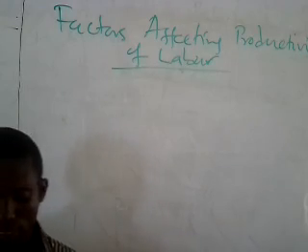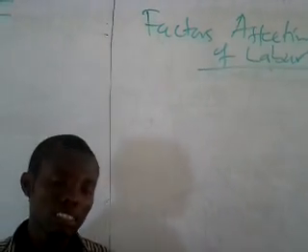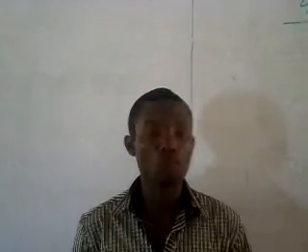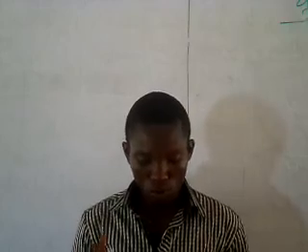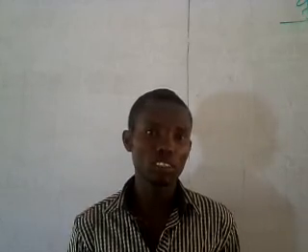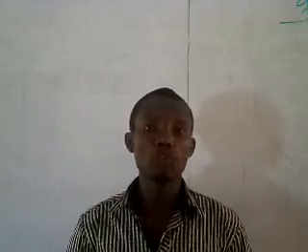Factors affecting productivity of labor. Productivity simply refers to output per unit of the factor of production employed. When we talk about productivity, it's just talking about total output produced per unit of labor employed. We all know that it is labor that produces goods and services. So let's look at some factors that can increase productivity of labor and at the same time can decrease productivity of labor. These factors are known as factors affecting productivity of labor.